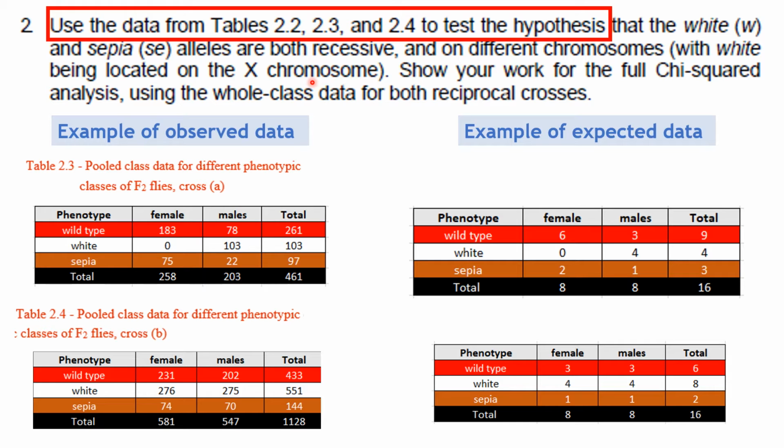Okay, so you already answered question one. It was pretty easy. Question number two is: use these tables to test a hypothesis that white and sepia alleles are both recessive on different chromosomes, and white is located on the X chromosome. So how do you do that? You have to show a full chi-square analysis using the whole data from both reciprocal crosses. In this video, I'm just going to show you an example of what you are supposed to have in the observed data and expected data, in case you have a doubt, as I said before.